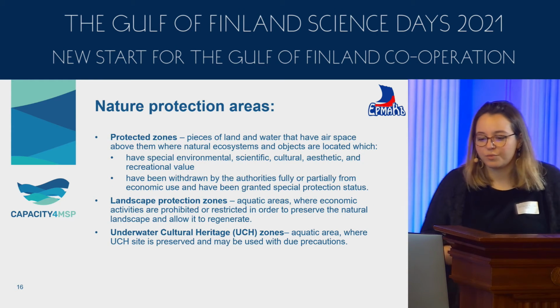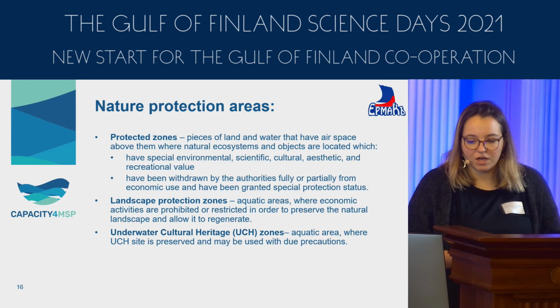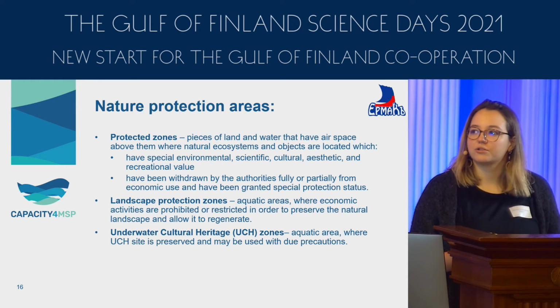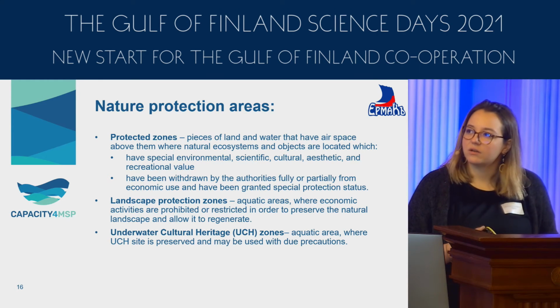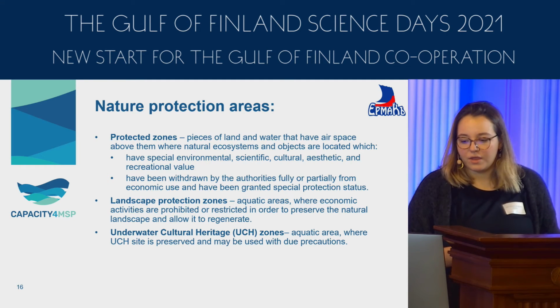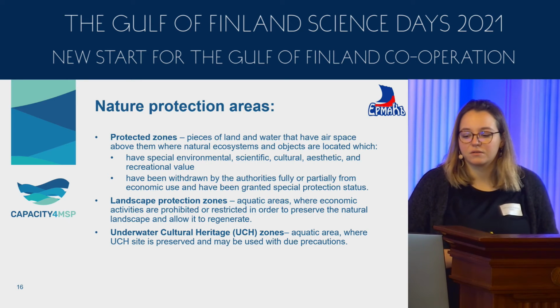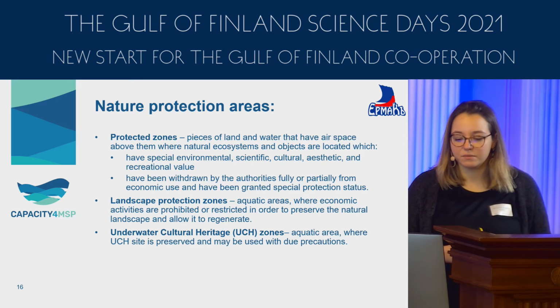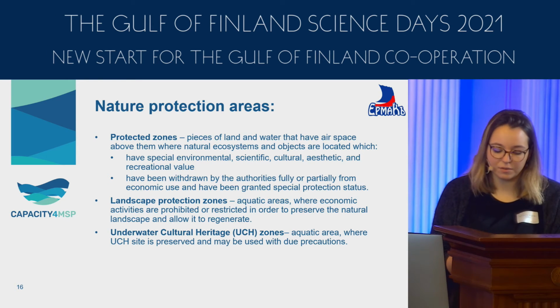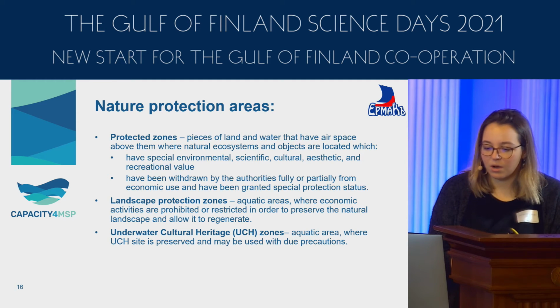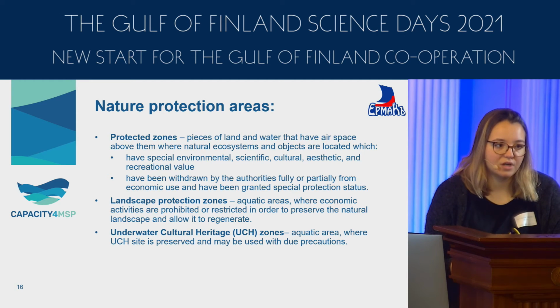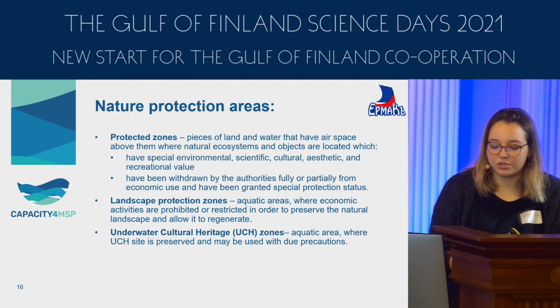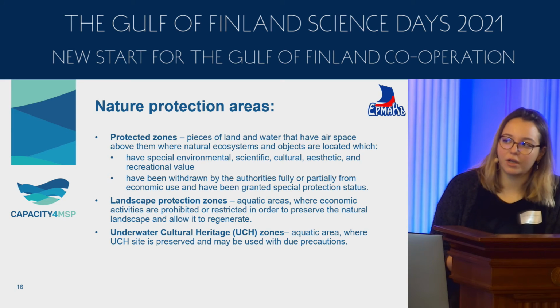So nature protection areas are then subdivided into different types: protected zones, landscape protection zones, and underwater cultural heritage. Protected zones are patches of land and water that aim to protect special environmental, scientific, cultural, aesthetic, and recreational value, or they have been withdrawn by the authorities fully or partially from economic use and have been granted special protection status. Landscape protection zones are aquatic areas where economic activities are prohibited or restricted in order to preserve the natural landscape. And underwater cultural heritage zones are protection sites which aim to protect, well, not the nature, but the underwater cultural heritage site underneath it.